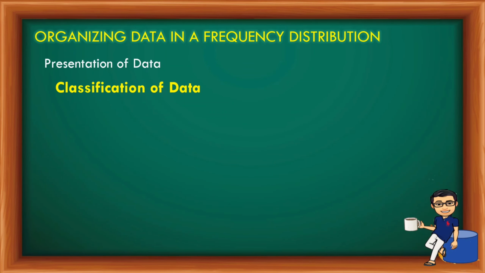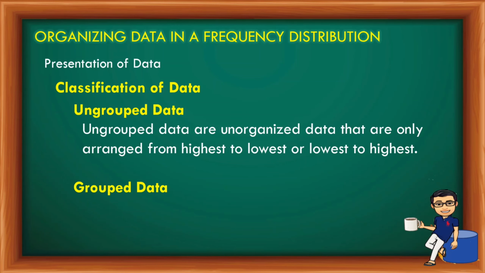There are different classifications of data na dapat we are particular kapag pinag-uusapan ang frequency distribution. Yan ay ungrouped data and grouped data. Ano nga bang pagkakaiba ng dalawang ito? Ungrouped data are organized data that are only arranged from highest to lowest or lowest to highest. In this case, the only arrangement na makikita natin ay increasing or decreasing order.